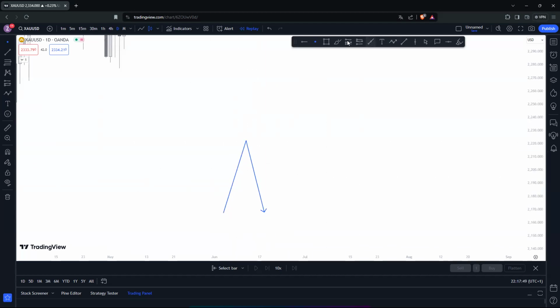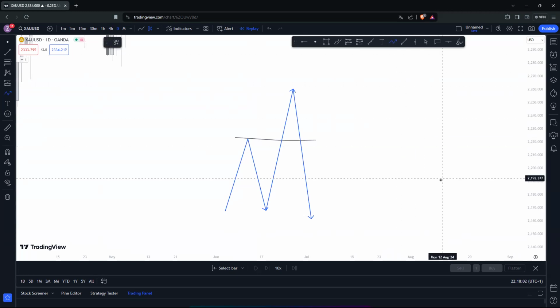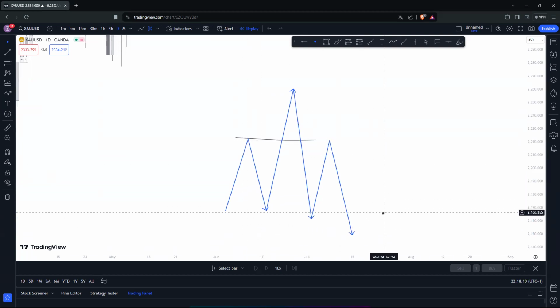So this now is a resistance. This now is a resistance becoming support. RBS gets broken one more time. This is now QM, okay? A left shoulder, HNS, whatever you want to call it, okay? So when price visits it again, it will react from it, okay?